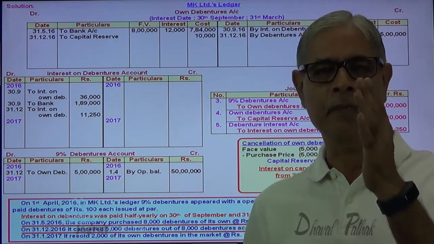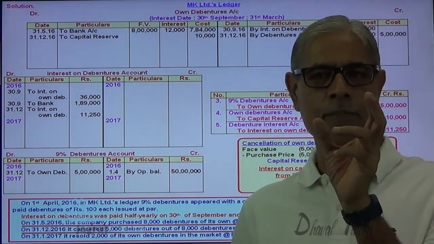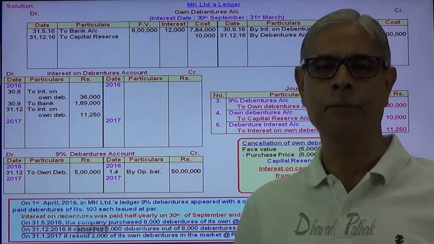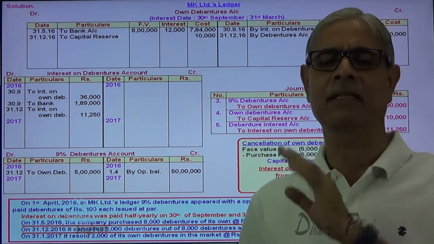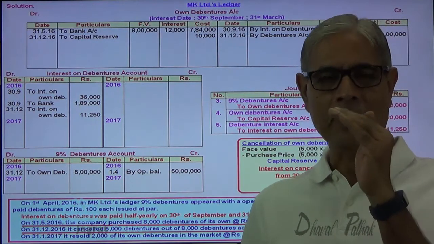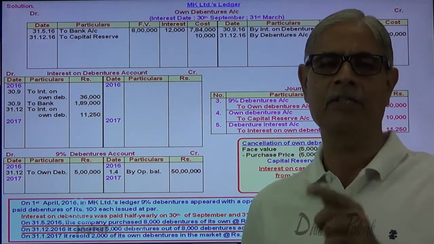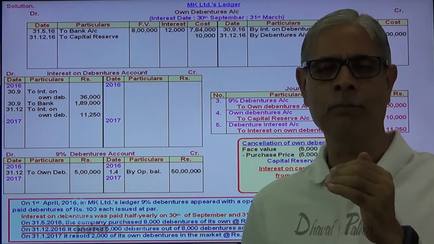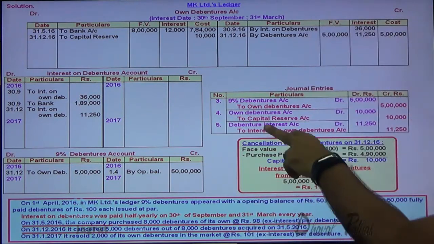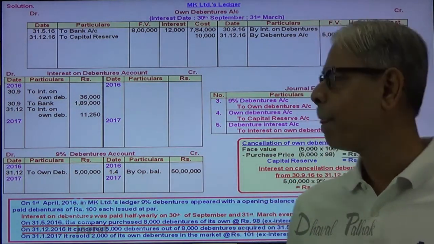The difference between purchase price of investment and the face value of debenture cancelled is known as profit, that is transferred to capital reserve. And remember one important thing, the day on which you cancel the debenture, you are required to record the entry for interest received on own debenture till the date of cancellation, starting from which date? Starting from the last date of payment of interest. So this is an important entry. This is how cancellation entry is done. Next.